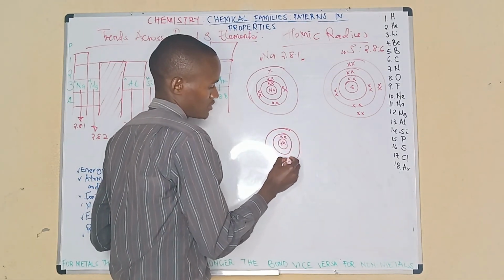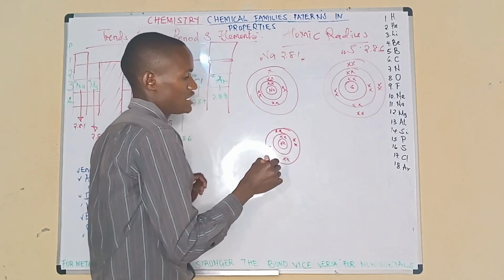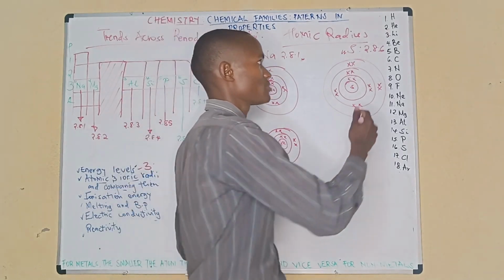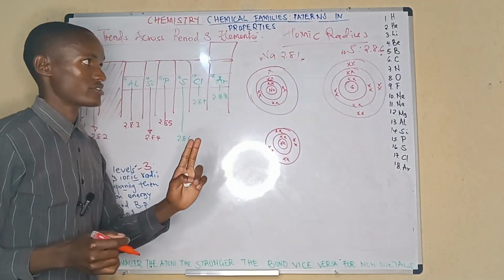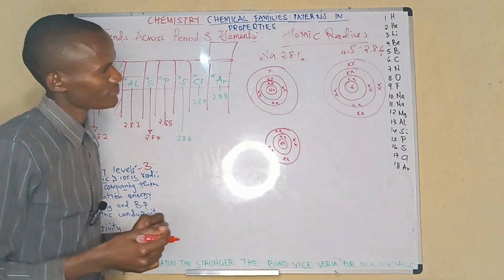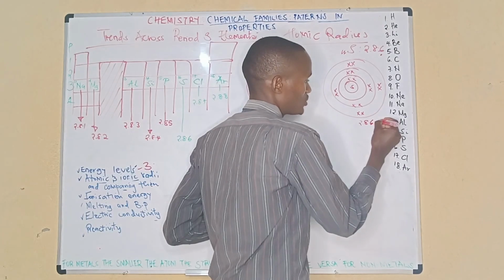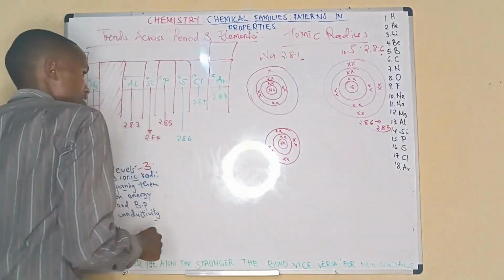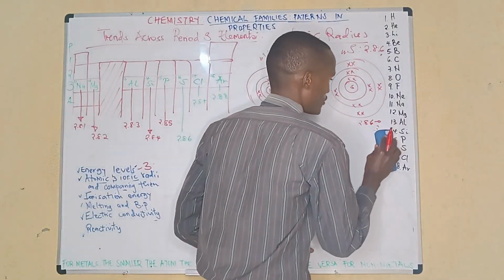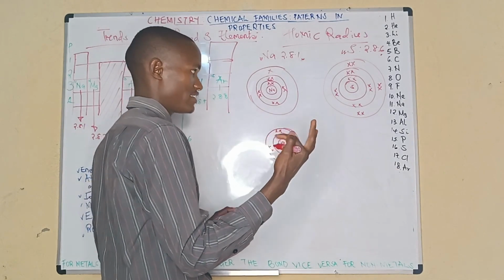2 and then 8. 1, 2, 3, 4, 5, 6, 7, 8. And for sulfur, it won't be losing because it will require a lot of energy to lose 6. Therefore, it gains 2 electrons. So, on gaining 2, the configuration changes from 2, 8, 6 to 2, 8, 8. And therefore, it will still have 3 energy levels.